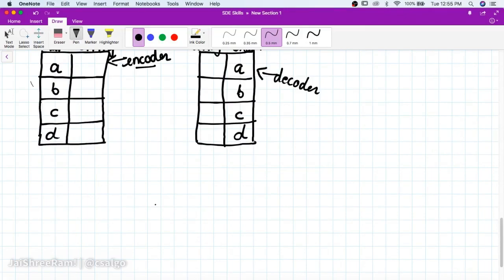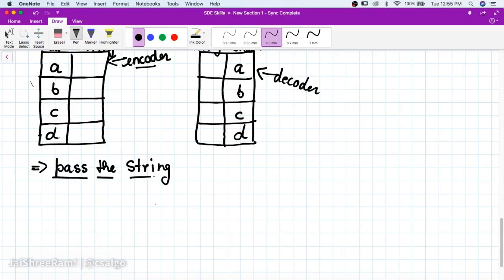Now, the first step involved in Huffman encoding is to pass the data, pass the string, which will be known as the feeder. So we will be passing the string. Let's say a string in this case is... okay, let's say we are not taking a smaller string, we will just pass whichever string we want to encode.